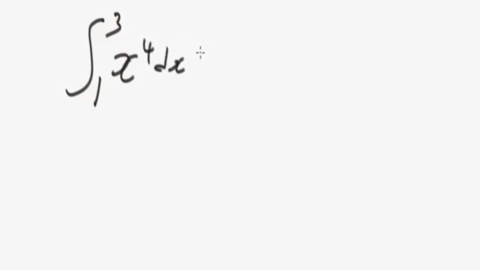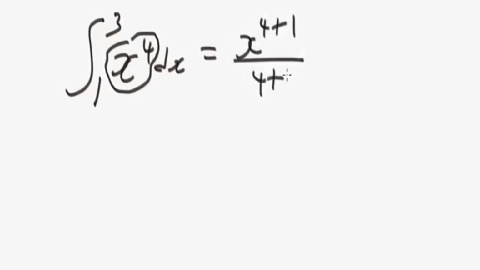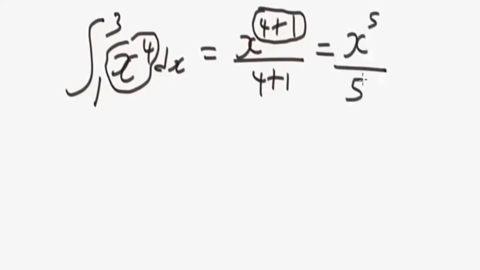Let's begin with this example. We are given this definite integral. The upper limit is 3, the lower limit is 1, x to the power 4 dx. So how do you solve this problem? Solution. The first thing you have to do is find the indefinite integral of x to the power 4. When you do, you're going to have x to the power 4 plus 1 over 4 plus 1. Whatever you get here, you bring it down as a denominator. When you simplify this, we're going to have x to the power 5 over 5.